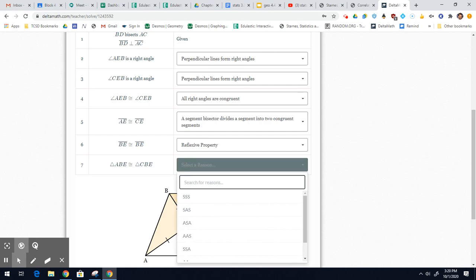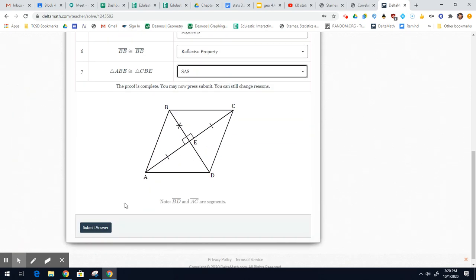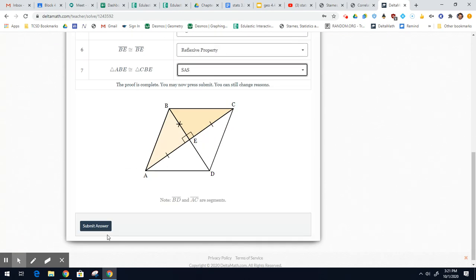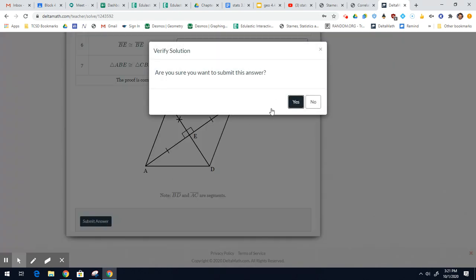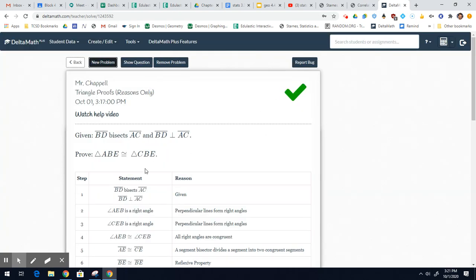So our reason is SAS. The proof is complete. You may now submit. Green check mark. Where are you? I need you. I crave the green check mark, and I got it. All right, so now let me go find a couple other just general proofs that aren't just reasons only.